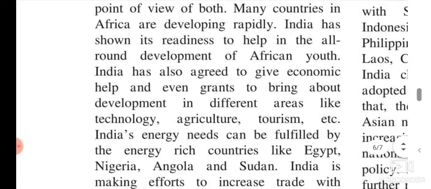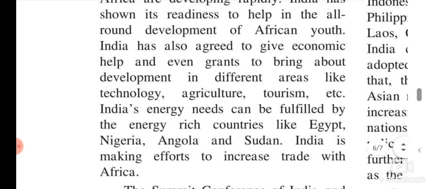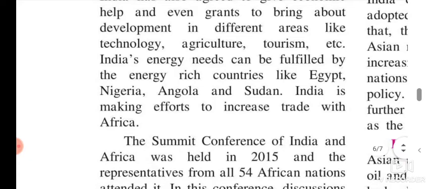India has also agreed to give economic help and even grants to bring about development in different areas like technology, agriculture, and tourism, etc. India's needs can be fulfilled by the energy-rich countries like Egypt, Nigeria, Angola, and Sudan. India is making efforts to increase trade with Africa.